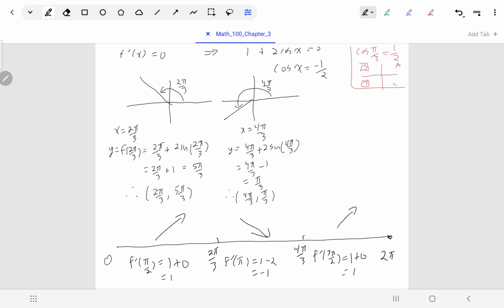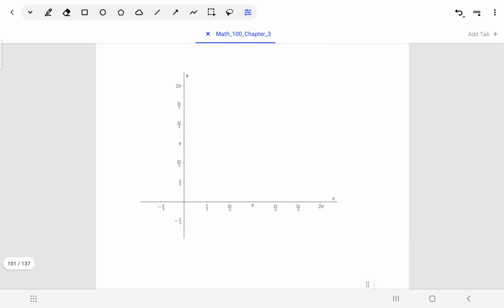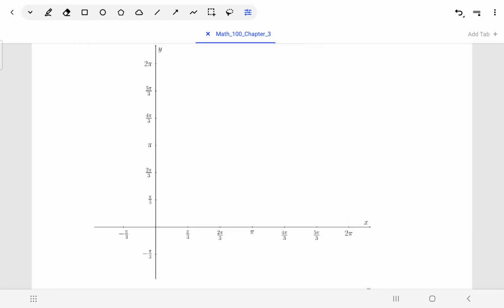So actually what we now know is that this is a maximum at 2 pi over 3. And since we decrease followed by increasing, that it's a minimum at 4 pi over 3. So I'm going to come back and jot those down later. I'm going to fill that all in on my graph. So let's actually do that right now.